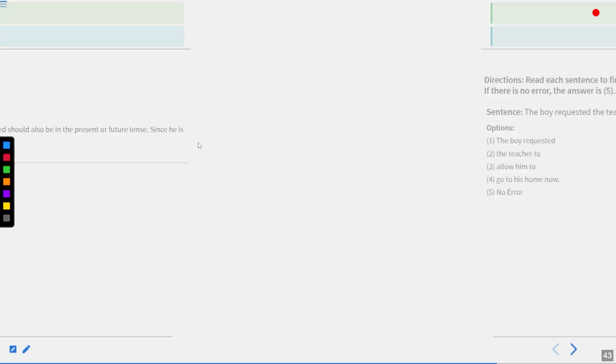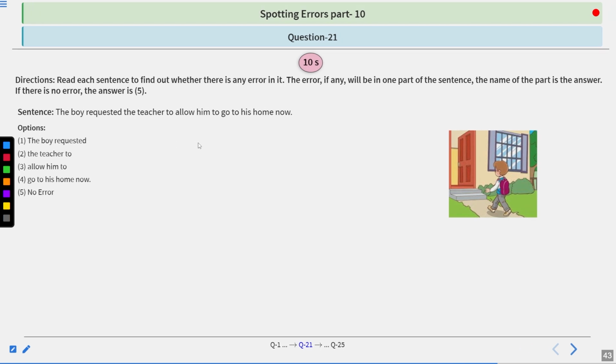Let's move to the next question. The boy requested a teacher to allow him to go to his home now. Options are given below. You have 10 seconds to spot the error.